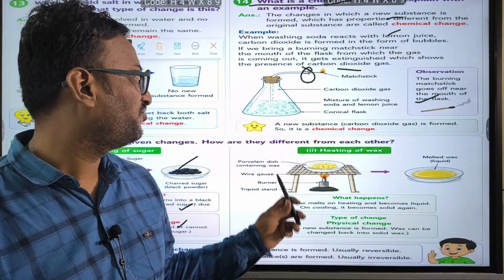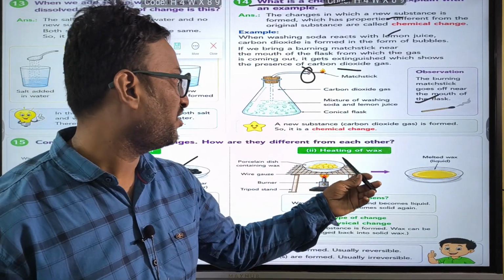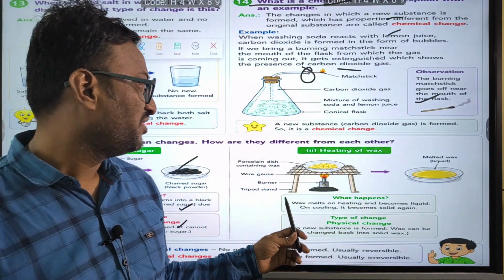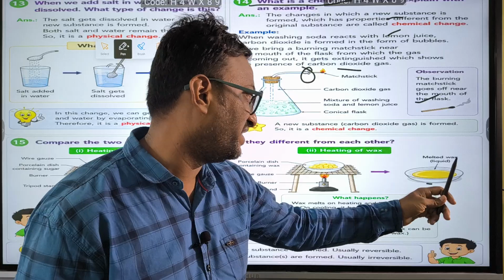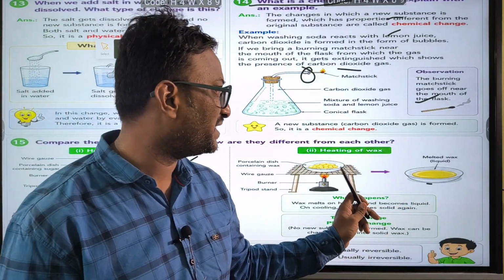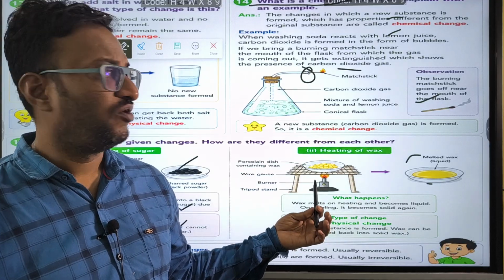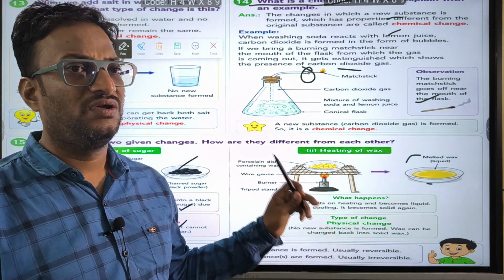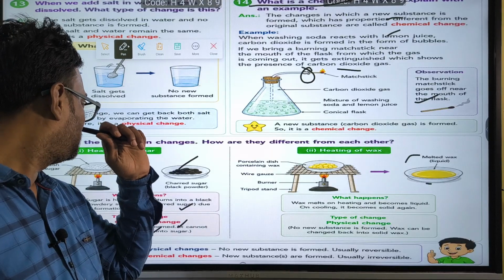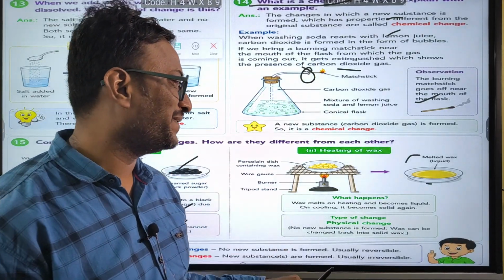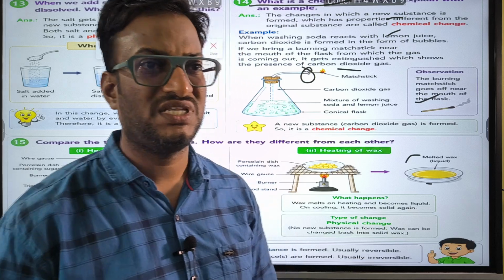But in case of heating of wax, what happens? Wax melts on heating and becomes liquid. On cooling, it becomes solid wax again. This is a physical change. Wax heating is a physical change, and heating of sugar is a chemical change. So this is the difference.